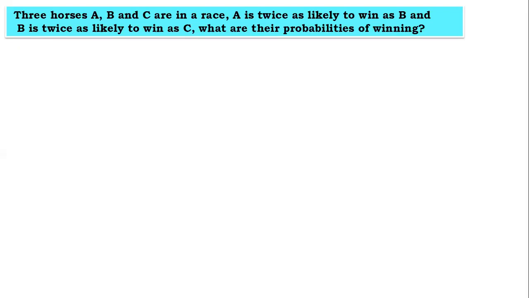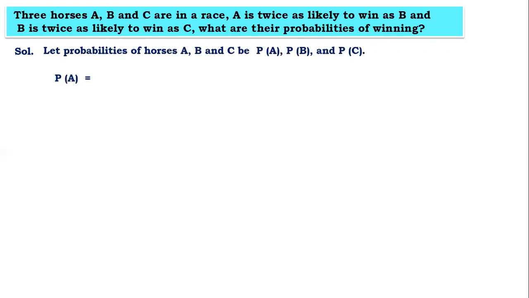You need to know certain concepts to get the sum right. Now, students, let us see. First of all, let the probabilities of A, B, and C be P of A, P of B, and P of C. If you look at the sum, it clearly says A is twice as likely to win as B. So I can say P of A is twice P of B.